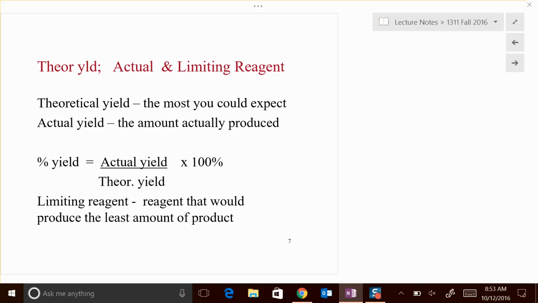Okay? So percent yield is actual over theoretical times 100. It's a very straightforward equation. It'll be on your reference material. You just simply need to take the actual over theoretical times 100. Okay?